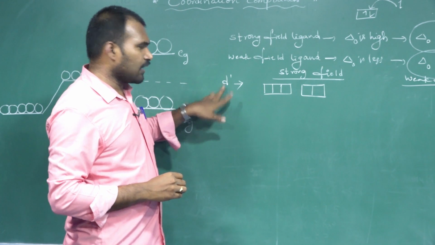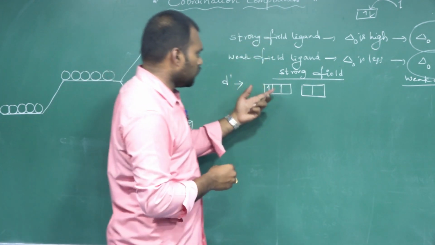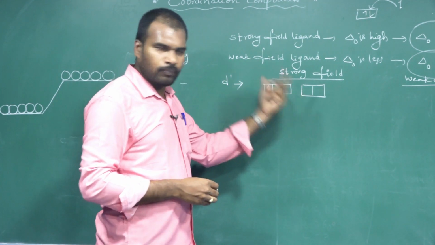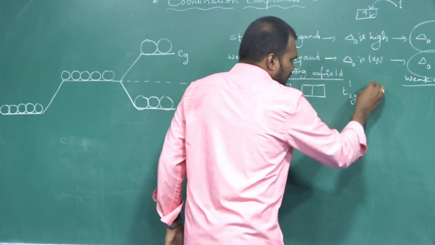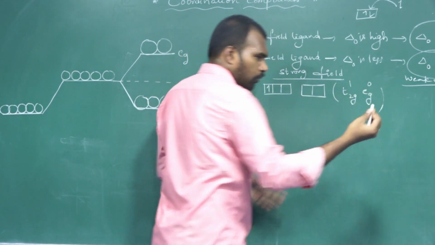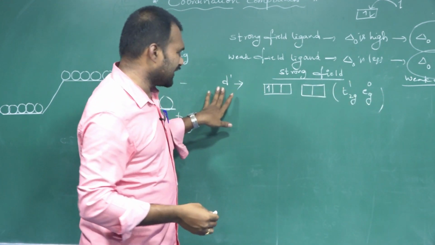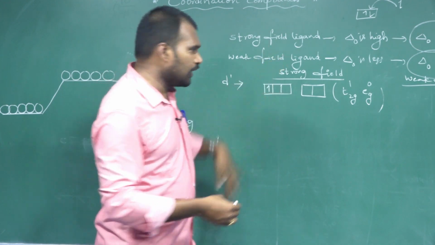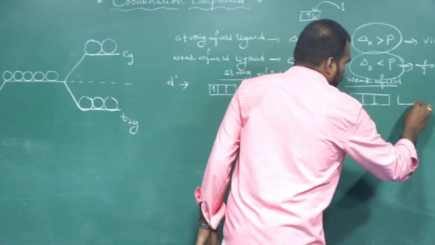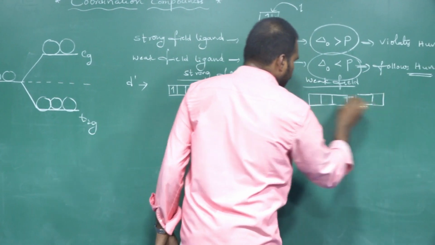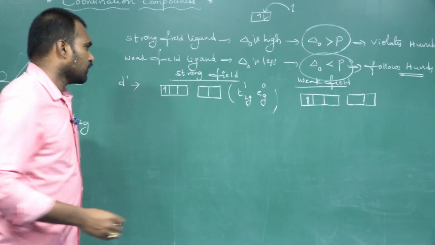So how many electrons are there? One electron. So definitely it will enter into a t2g orbital. You can write this in orbital form, or else you can write this as t2g1 eg0. You can express it in both ways, no problem. Whichever is convenient to you, you can follow. So this is the d1 configuration, the same in both strong field and weak field. It enters into t2g orbitals only. So the d1 configuration is like that.